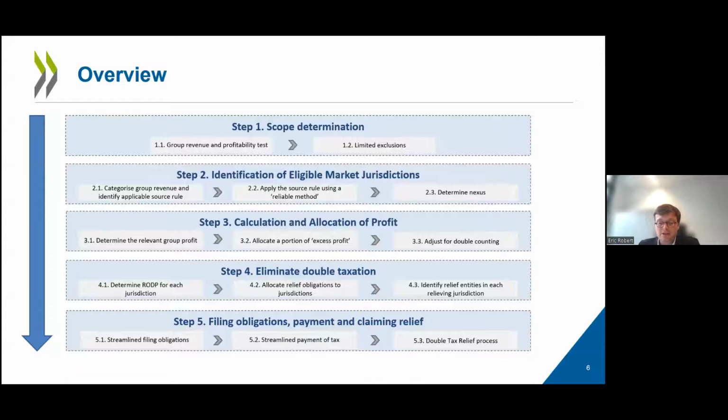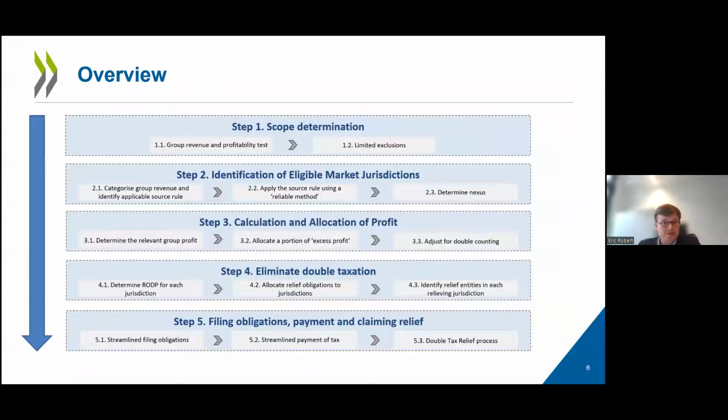Now, you still need to determine where that amount A profit comes from, if obviously you want to ensure that double taxation is eliminated. And to do that, as you can see, we use a metric, which is a key metric across the model, return on depreciation and payroll. We'll come back to that. And we use a tier system based on that metric to first allocate the relief obligations, the obligations to relieve double taxation at a jurisdictional level, before we have then rules to push down those obligations determined at jurisdictional level to specific group entities.